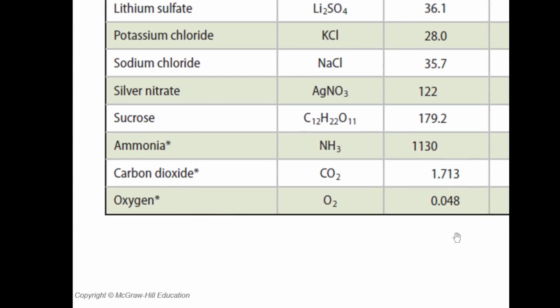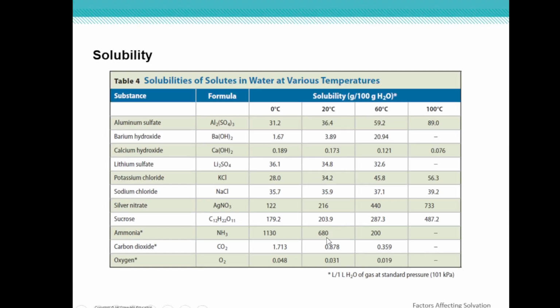At the bottom of this table, you can see that I have three substances, ammonia, carbon dioxide, and oxygen, and you'll note that ammonia is not a good example, but carbon dioxide and oxygen have very low solubilities. Gases, having higher kinetic energy, don't want to stay in solution, so it's hard to get very much of them in solution. But we do. That's how we make soda.